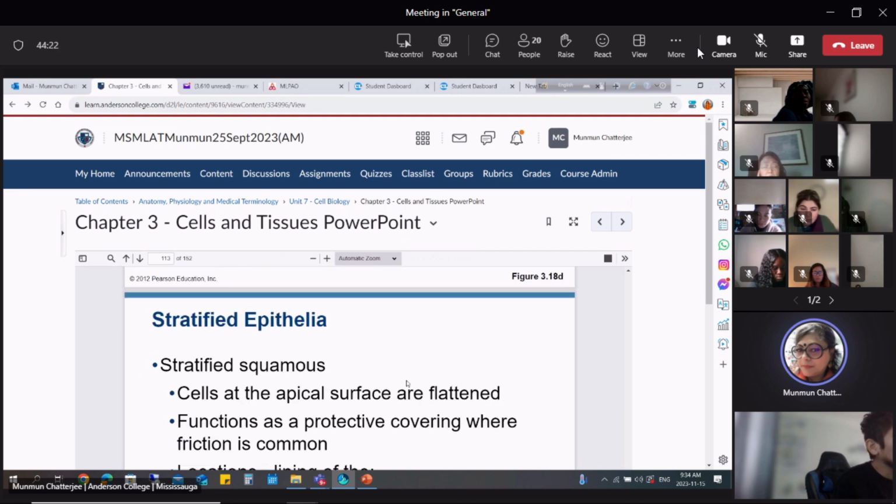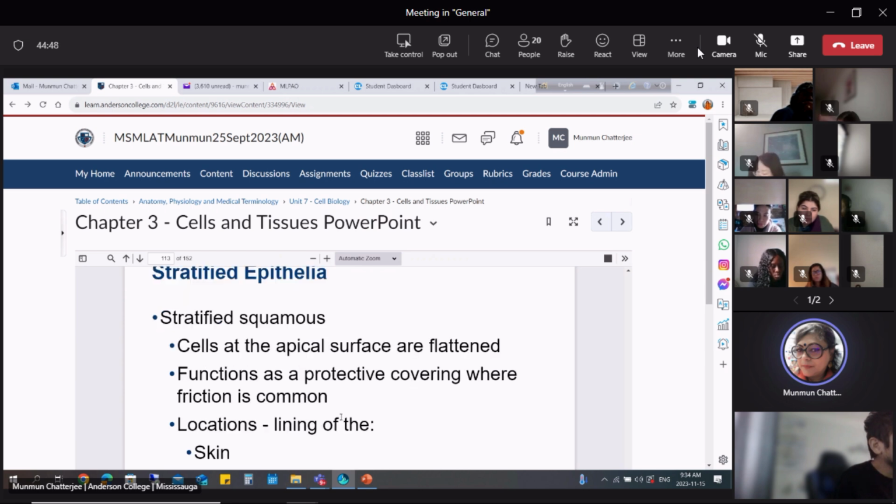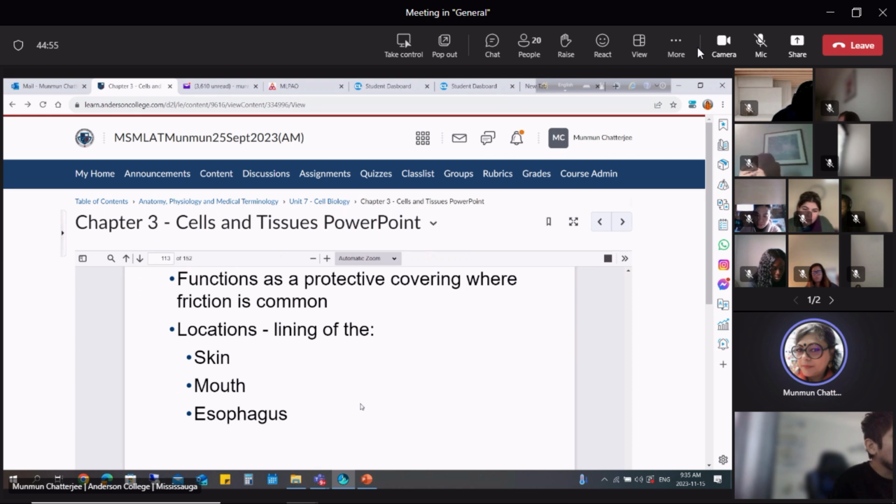Now we told about the single layer, like simple squamous, simple cuboidal, simple columnar, and pseudo-stratified columnar. Now we have the stratified. Again, stratified layer means multi-layer. Stratified squamous cells at the apical surface are flattened, function as a protective covering where friction is common, like the skin, body lining. So mainly location: skin, mouth, esophagus.